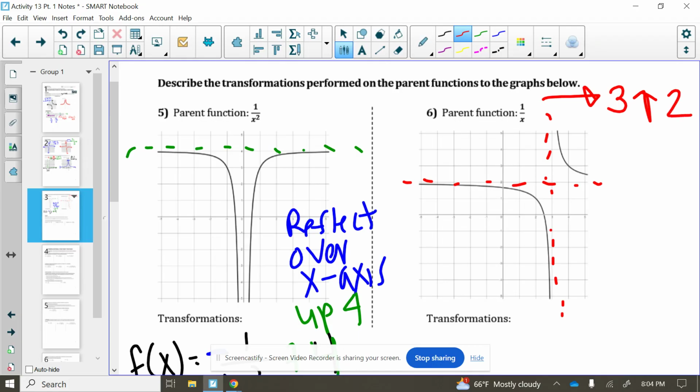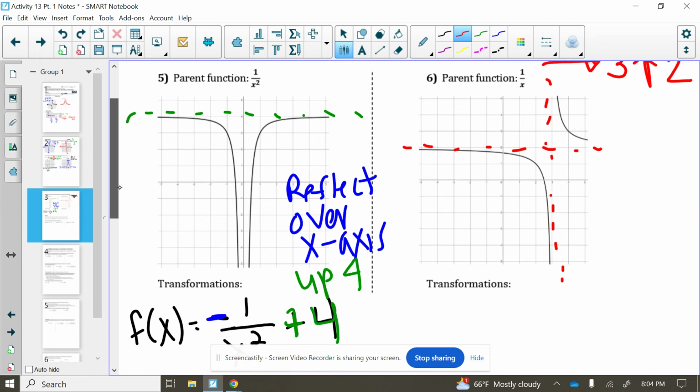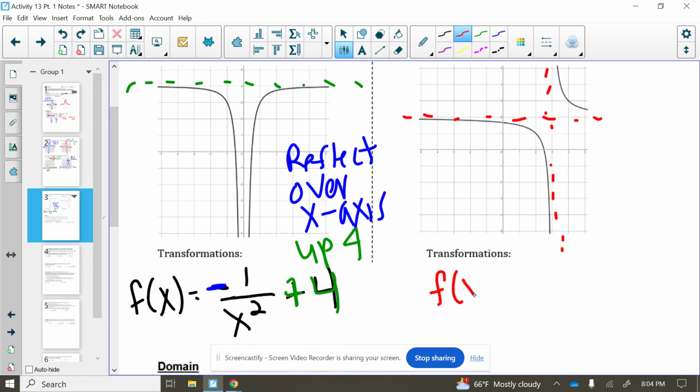Now this is the parent function without any reflections otherwise than that. So we would say on this one that we have f of x, since we're moving to the right 3, it actually is going to look like x minus 3, and then the up 2 would be represented on the outside with a plus 2.